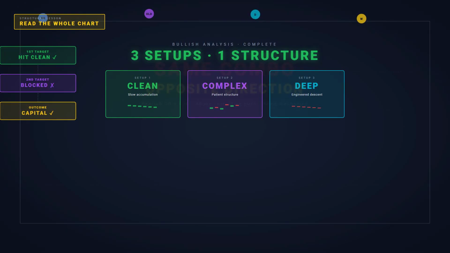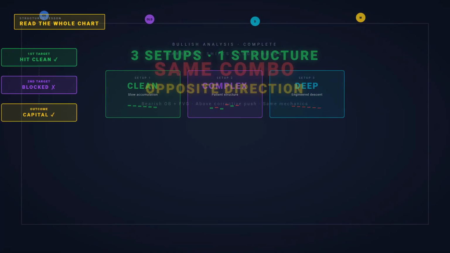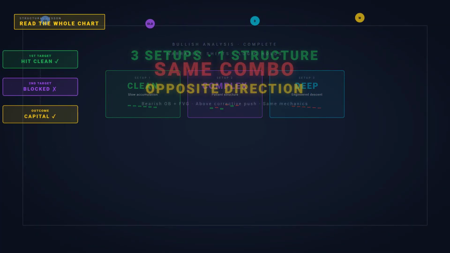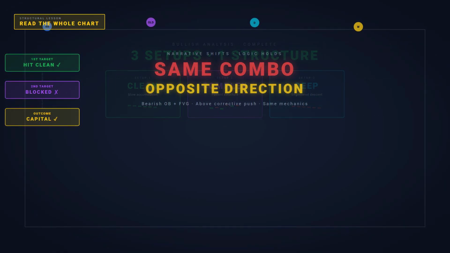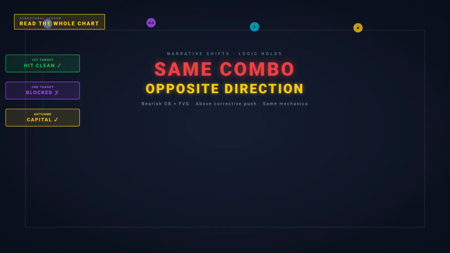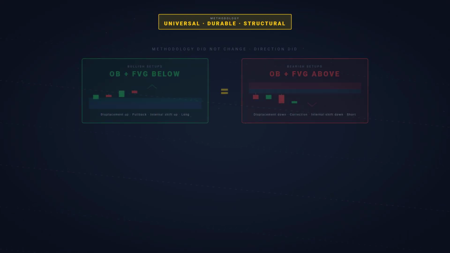Then a shift in the higher time frame narrative, the weekly premium zone, the daily structural change, the 4-hour bearish displacement. And immediately, the same combination appears in the opposite direction, a bearish order block and FVG zone, sitting above the corrective push, a rejection inside the zone, a 1-hour internal structure shift, a short entry in alignment with every relevant time frame. The methodology didn't change. The direction changed. The logic was the same.